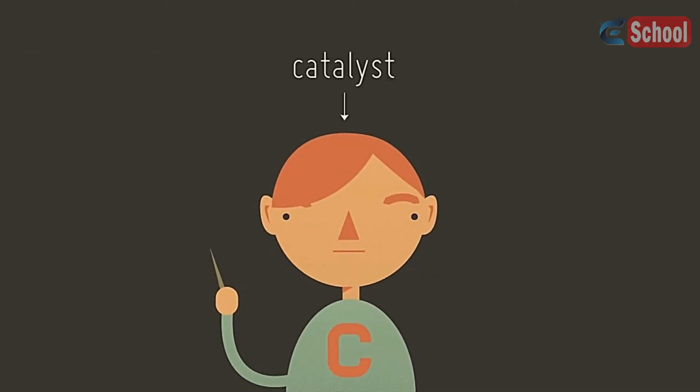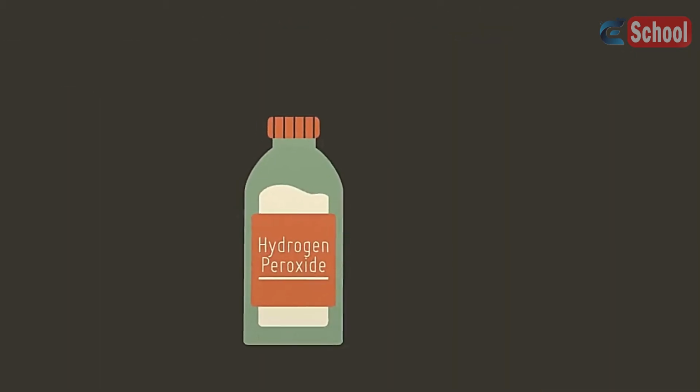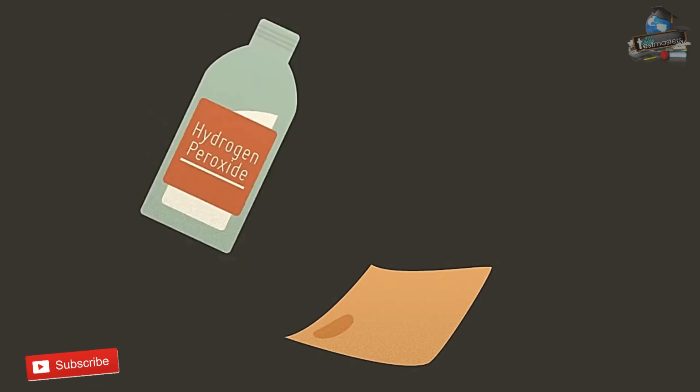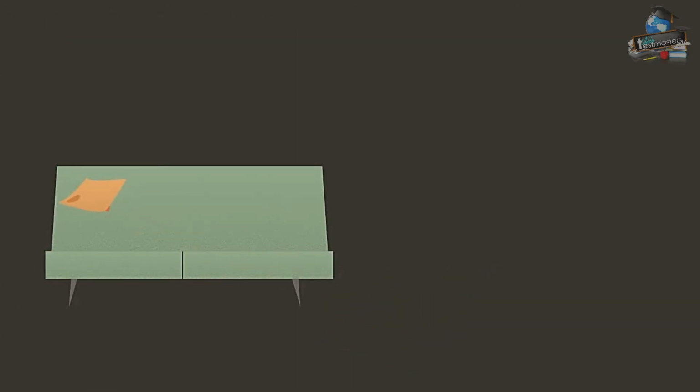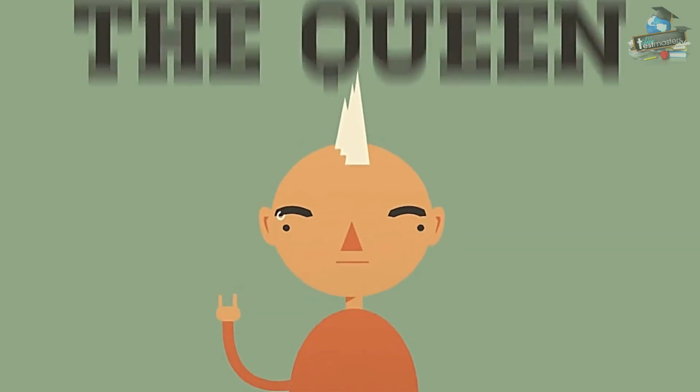In this lesson, we will learn about how a catalyst affects the rate of the decomposition of hydrogen peroxide. Fairly dilute solutions of hydrogen peroxide, approximately 3 to 30% volume by volume, can be used as a household cleaning agent to remove stains on furniture and clothing. It can also be used to bleach or lighten darker hair.